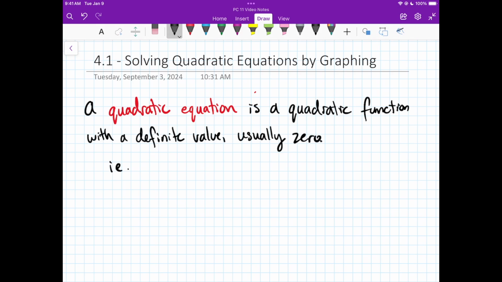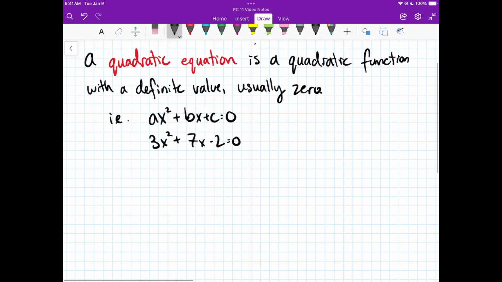So, for example, that might look something like, if we want to get general, ax squared plus bx plus c equals 0. Or if you want something specific with some numbers, 3x squared plus 7x minus 2 equals 0, for example, would be a pretty typical looking quadratic equation. And like I said, we can solve these things by graphing. We're actually going to see 4 different methods, but this is the first because you already have pretty much all of the skills you need. You'll find the solving part is actually pretty easy.